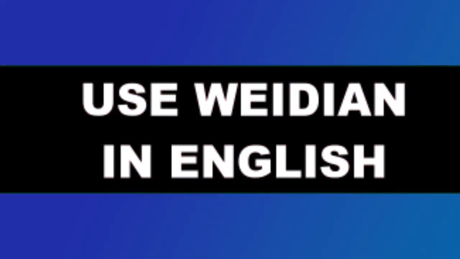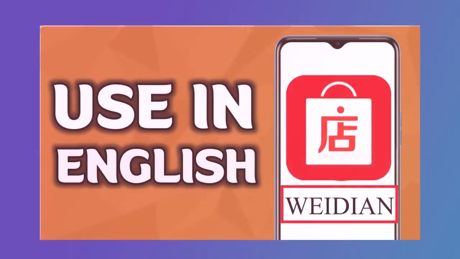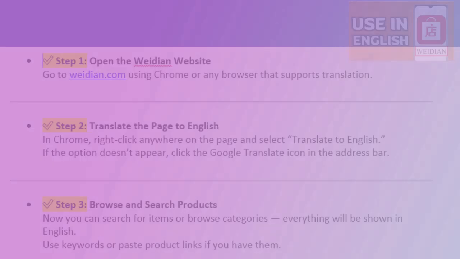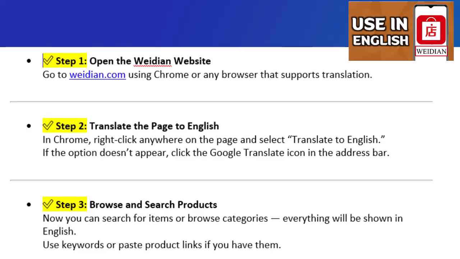In this video, I'll show you how to use Weidian in English so you can browse, shop, and place orders easily on this Chinese platform. Step 1. Open the Weidian website. Go to weidian.com using Chrome or any browser that supports translation.